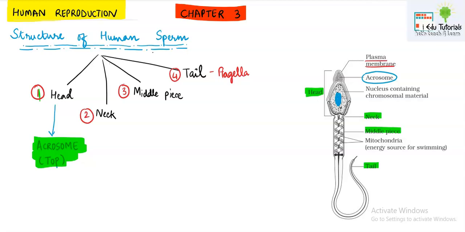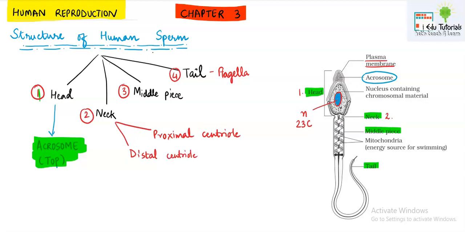In the head region, as I said just now, the nucleus is present. This nucleus is haploid in nature, meaning it contains 23 chromosomes, which are half of the chromosomes present in the somatic cells. Just after the head, the next piece is the neck. So neck is the second part, head was the first part. In the neck, there are two centrioles which are located. One is known as the proximal centriole and another is known as the distal centriole.